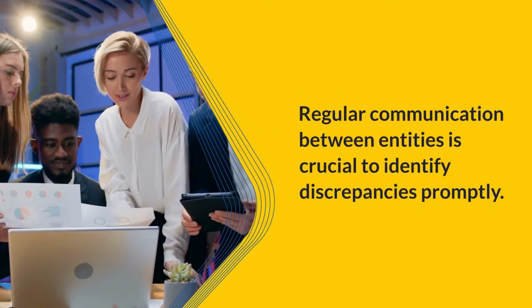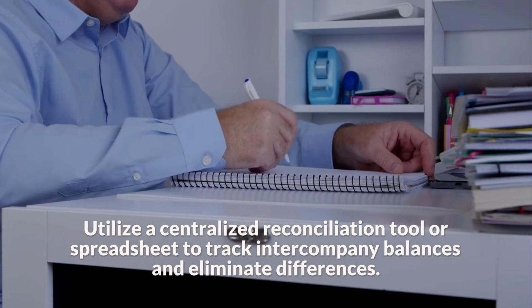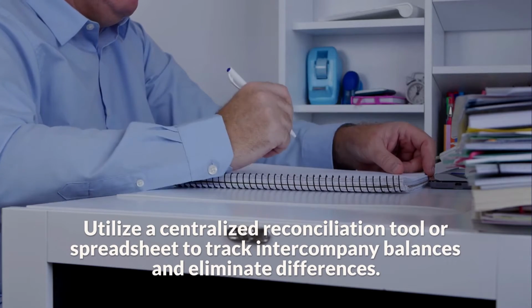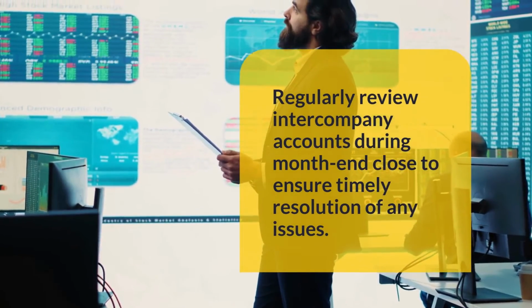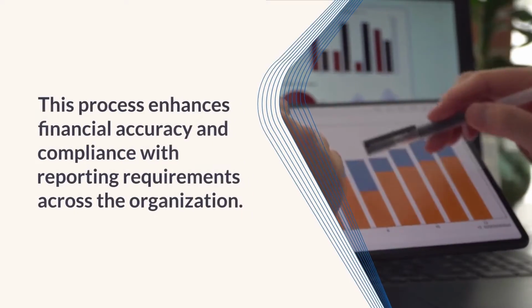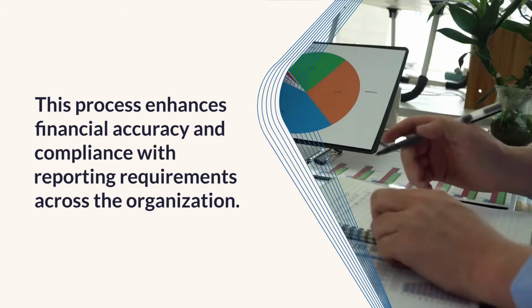Regular communication between entities is crucial to identify discrepancies promptly. Utilize a centralized reconciliation tool or spreadsheet to track intercompany balances and eliminate differences. Regularly review intercompany accounts during month-end close to ensure timely resolution of any issues. This process enhances financial accuracy and compliance with reporting requirements across the organization.